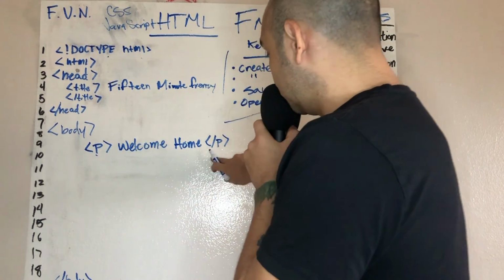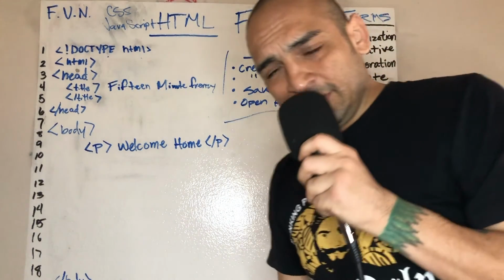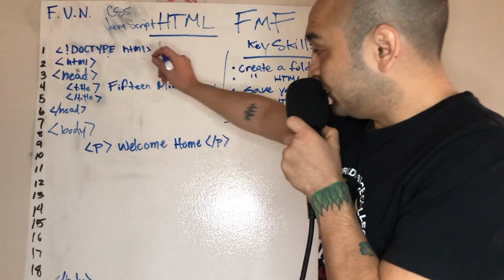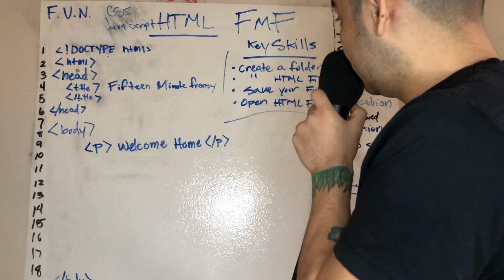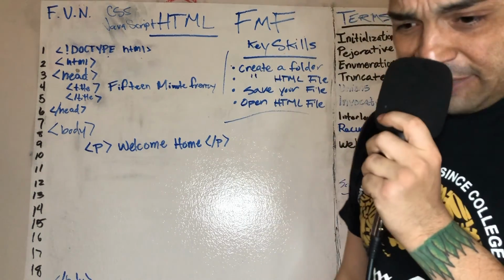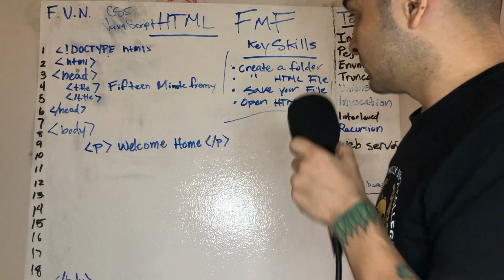This text, save it. Hopefully you have your text document up already and you've typed everything exactly like I did. Click save, go back to that folder, open up that file and see what happens. That's your first web page. Welcome home.